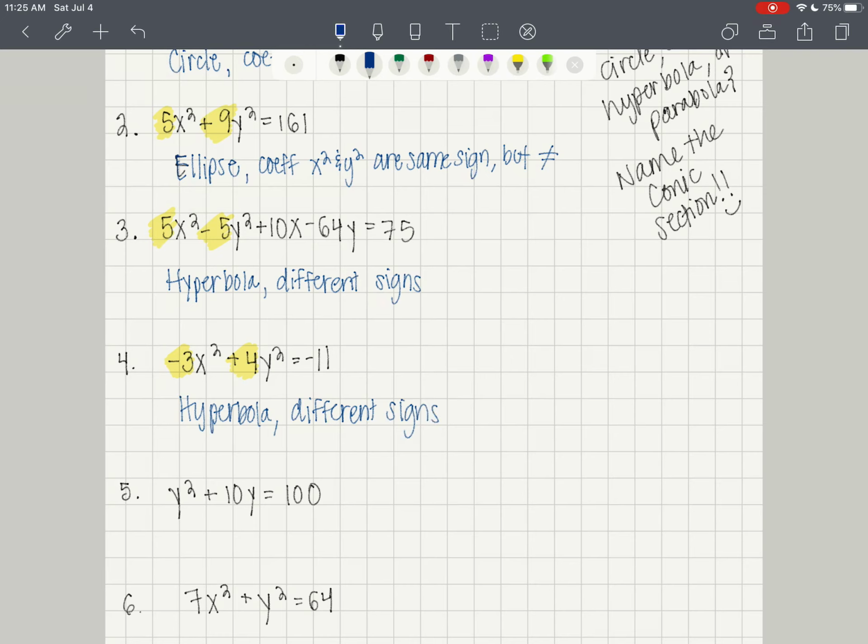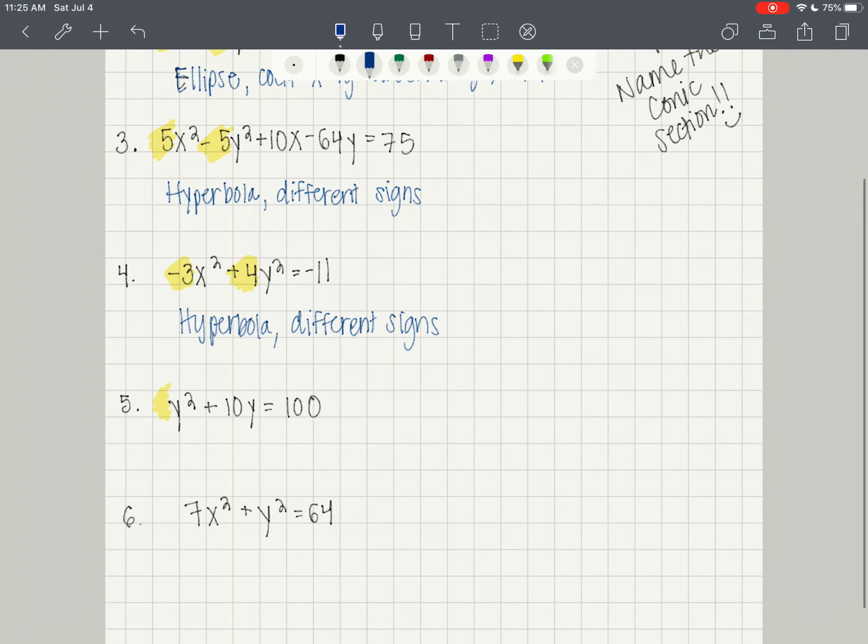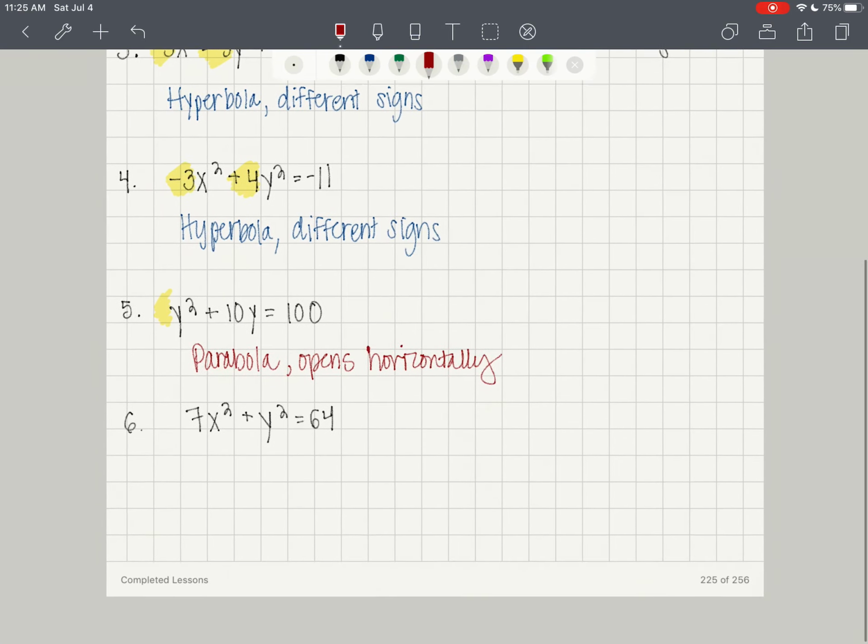y squared plus 10y equals 100. Ooh, this is a great one because I don't have an x squared. So I'm looking at just one coefficient, and that coefficient is just the y squared. So this is a special one, right? Because we're used to seeing these, but it's different than the last 4 we did. We're used to seeing these because we've graphed these since Algebra 1. We just haven't graphed them when we have y squared. This is a parabola. We're going to learn how to graph parabolas with a y squared and not an x squared. So we've got a parabola, and this opens horizontally. How about the next one?